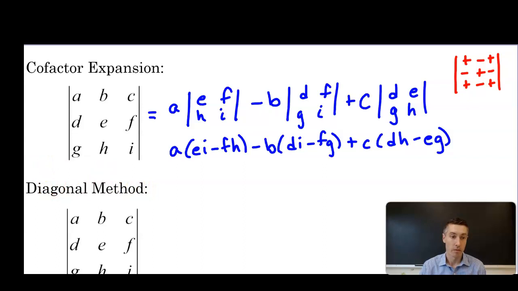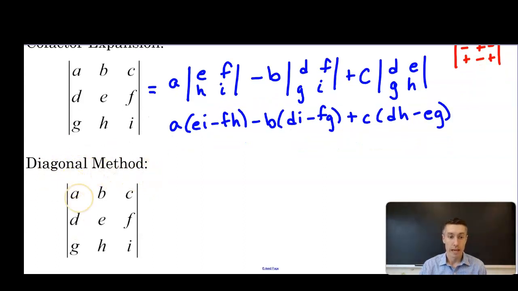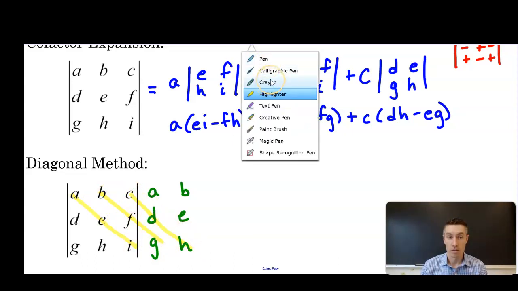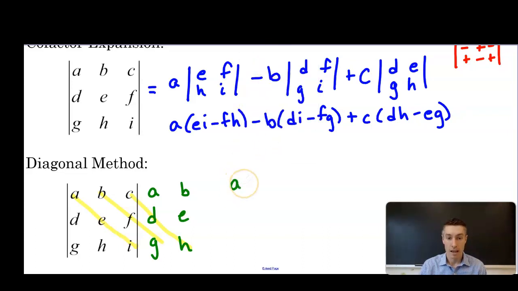Now the diagonal method, we're going to take the first two columns of the matrix and rewrite them next to our determinant. So A, D, G, B, E, H. So what we've created is a much larger matrix now. And I'll grab a highlighter. So we're going to go down the forward diagonals. So that's going to give us AEI plus BFG plus CDH.